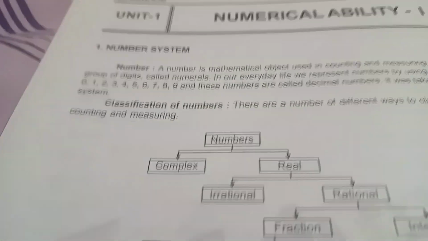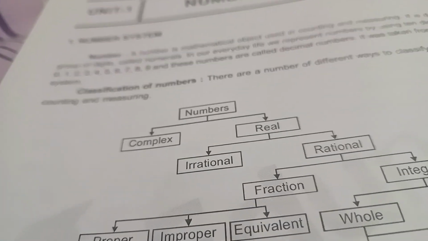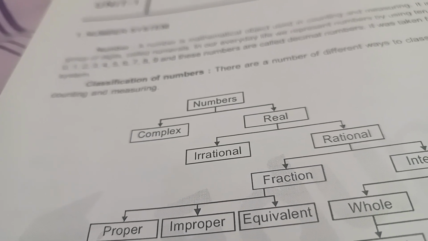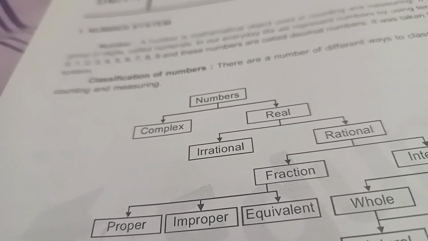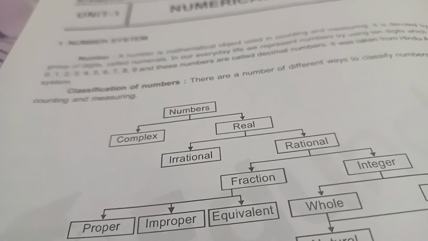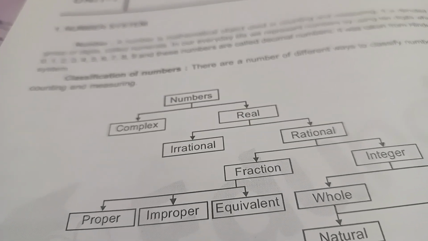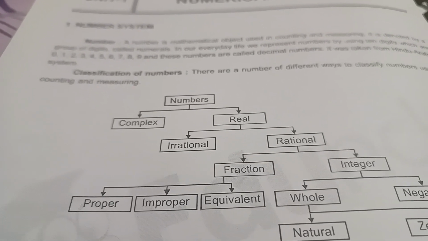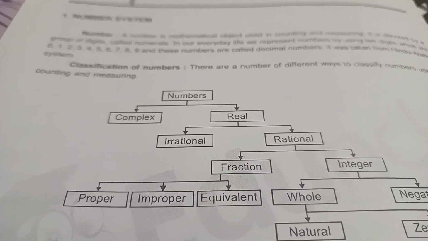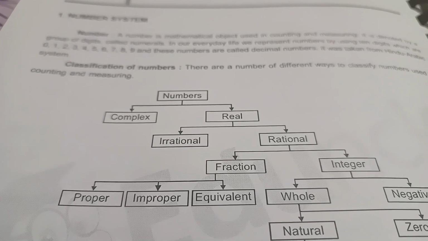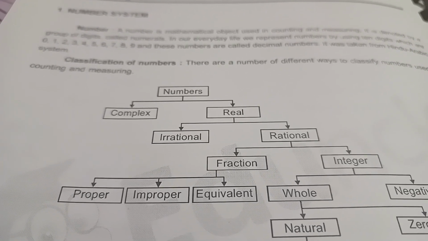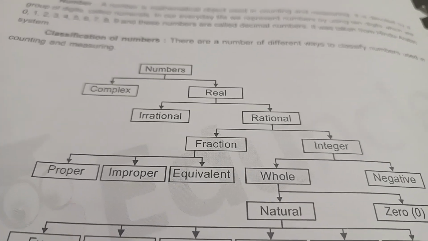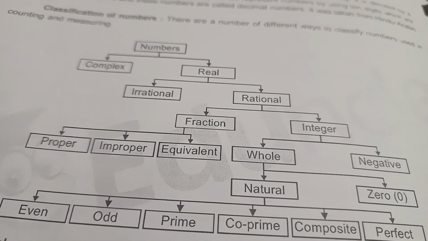Now let's classify numbers. There are two types of numbers we normally read: complex number and real number. Real numbers are of two types, that is irrational and rational numbers. Rational numbers are again divided into two parts, that is fraction and integer. Then fraction is again divided into three types, that is proper, improper and equivalent. And integer is of two types, that is whole and negative.